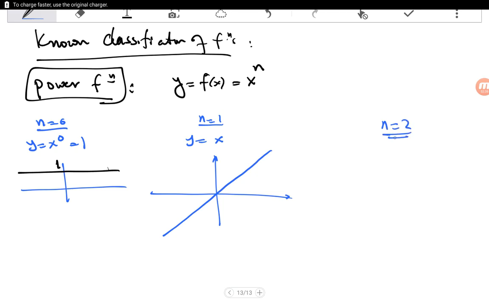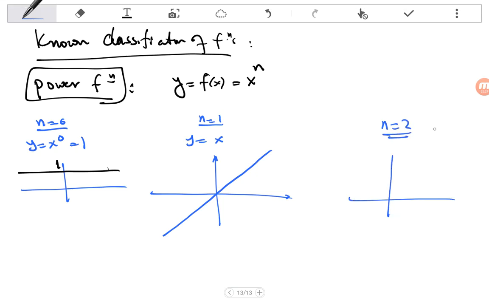If n is equal to 2, we'll have y is equal to x squared. X squared has a graph like this. Now remember, you have to memorize all of these elementary functions.